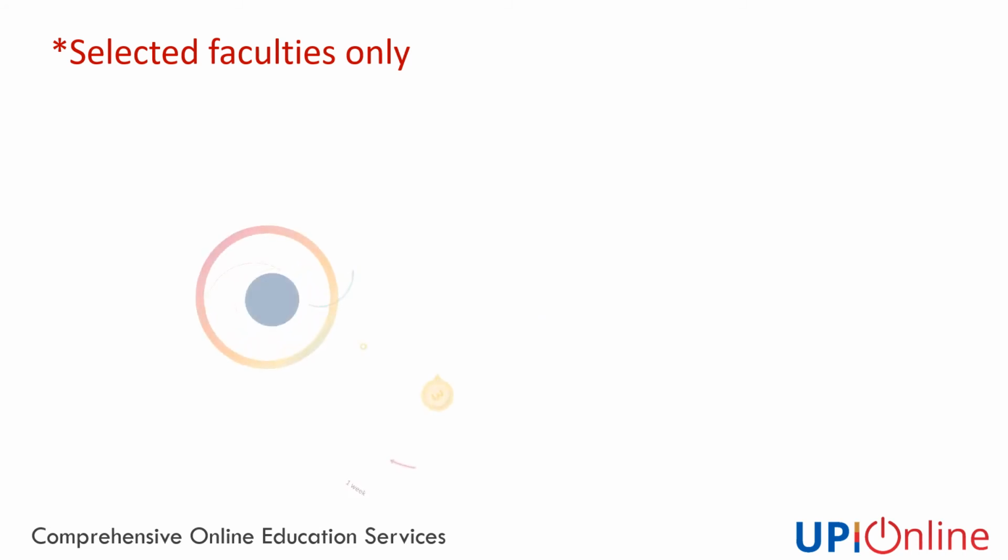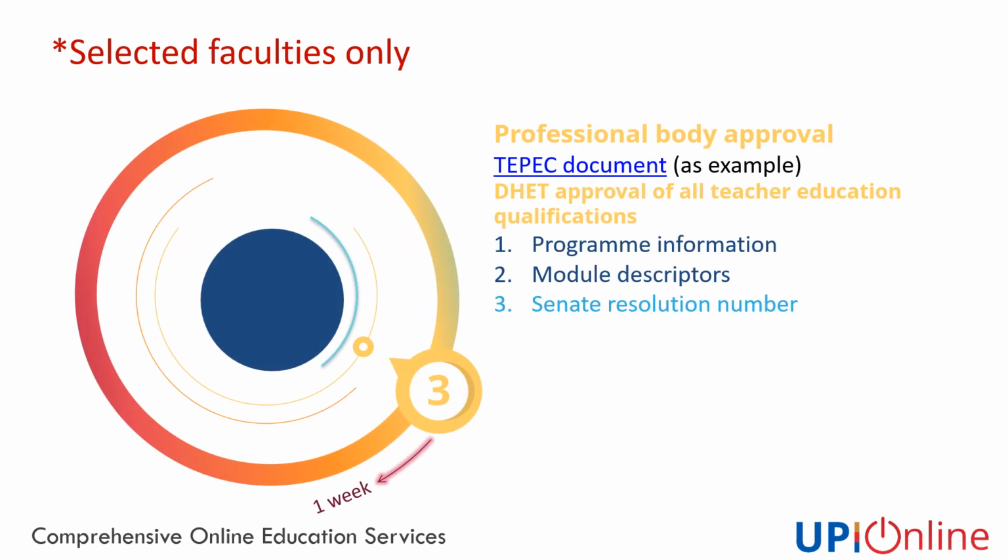Selected faculties need to complete professional or governing body documents. The documentation for professional boards differ. The PC should please liaise with the HOD to obtain the correct forms. The TPEC document, as example, is used for DET approval of all teacher education qualifications. This document requires program information, module descriptors, and the Senate resolution number. The program coordinator, with the support of the learning designer, usually completes this document.